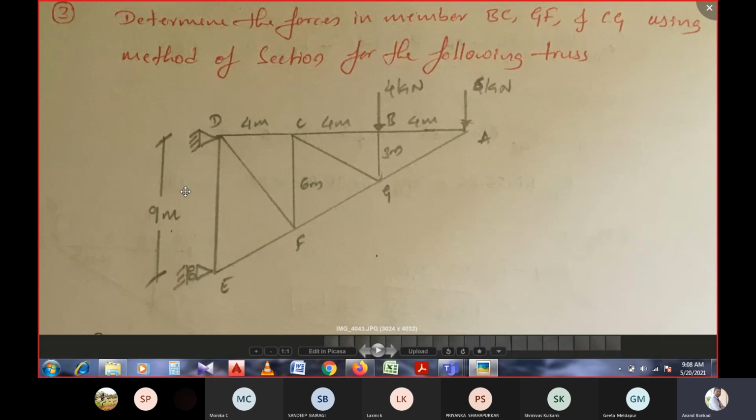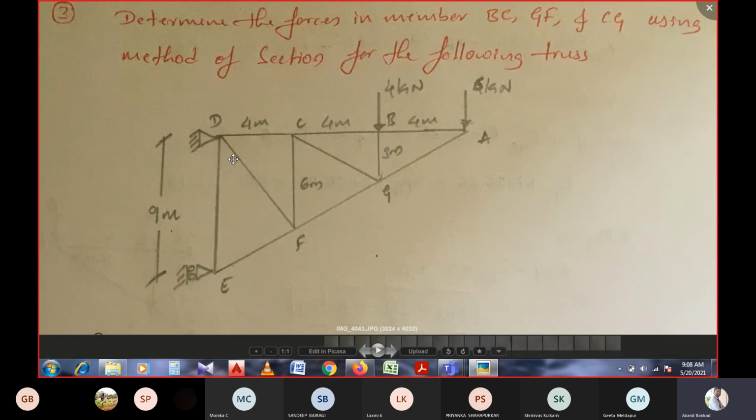So here, if you observe the truss, the height is given as 9 meters with a length of 12 meters. That is, three sections have been made with 4 meter distances: 4 meter, 4 meter and 4 meter. Here a 6 kilonewton load is acting at point A, and another 4 kilonewton load is acting at point B.